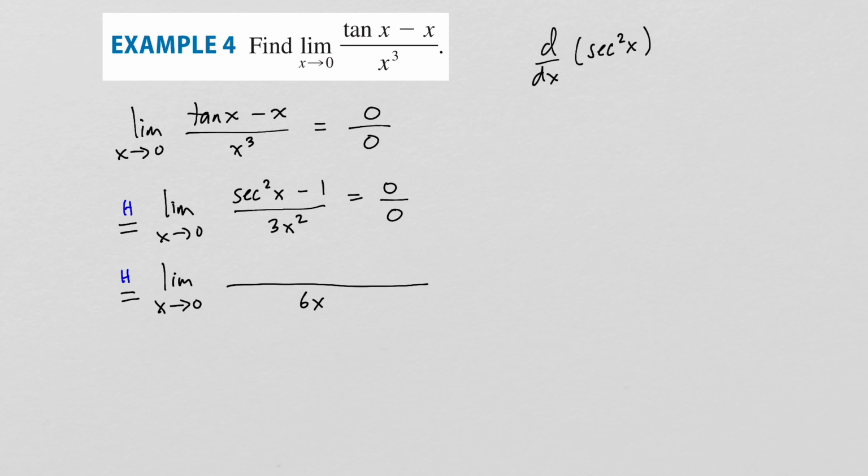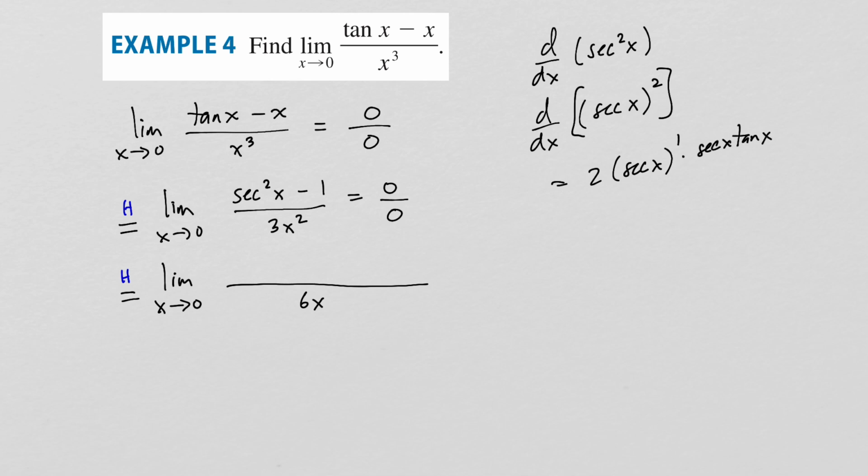So if you need to, you might want to go off to the side somewhere and evaluate that derivative. So let's remind ourselves that we have secant of x quantity squared, and its derivative is going to be 2 times secant of x to the 1 times the derivative of secant of x, which is secant of x tangent of x. So we get 2 secant squared x tangent x. Okay, so that is the derivative of secant squared. And of course, the derivative of negative 1 is 0.